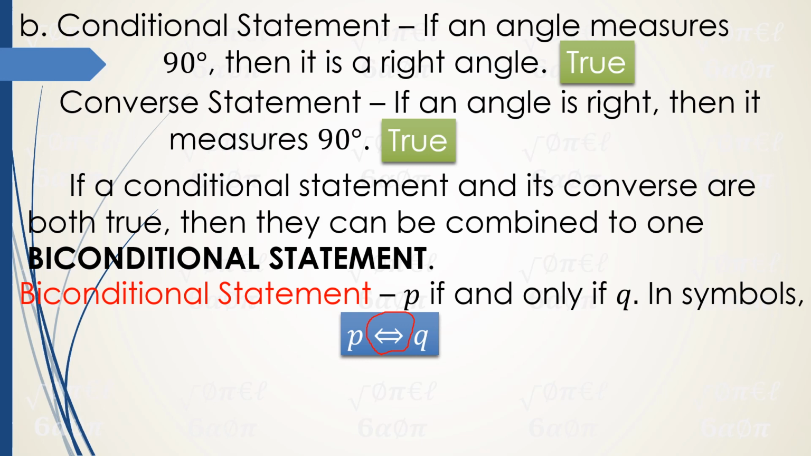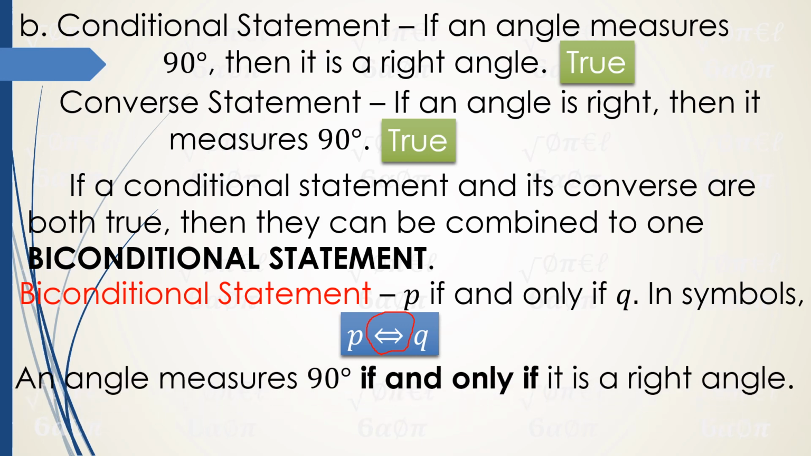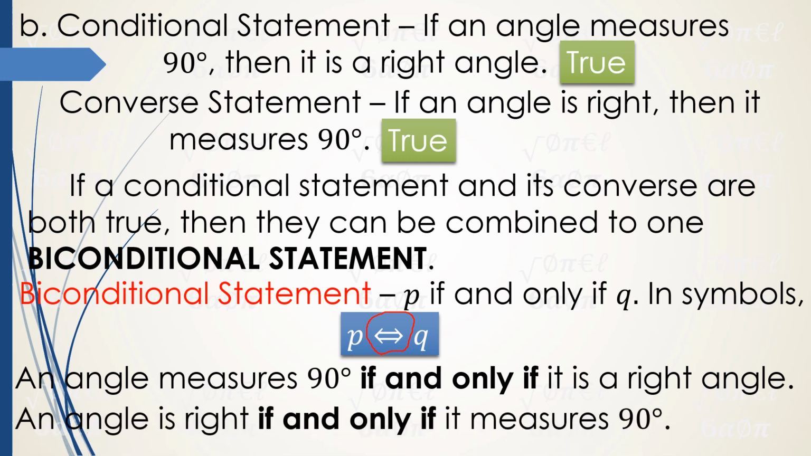Okay, so paano gawin ba yung biconditional statement niyan? Okay, an angle measures 90 degrees if and only if it is a right angle. So, pwede yun. Or the other way around, an angle is right if and only if it measures 90 degrees.